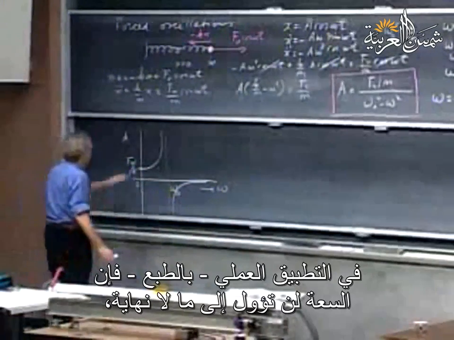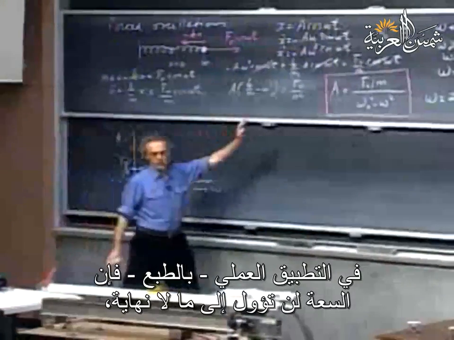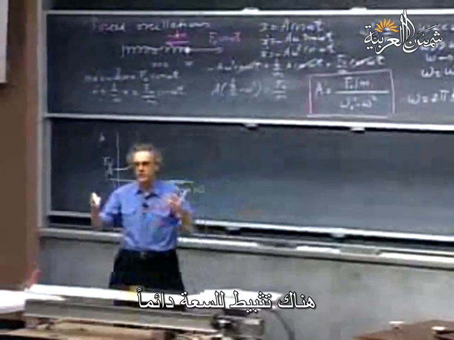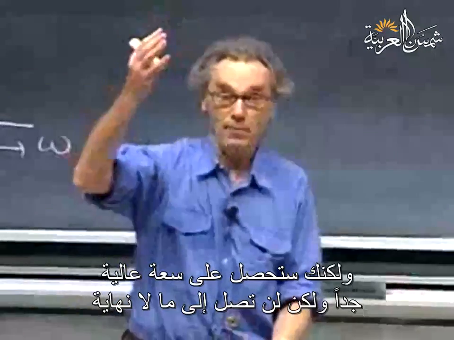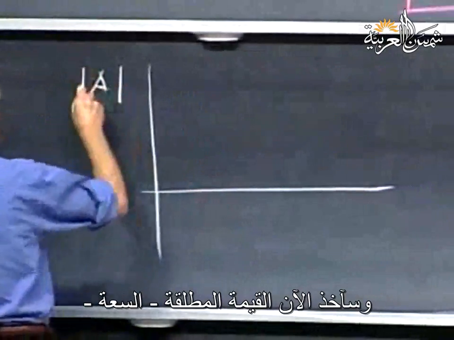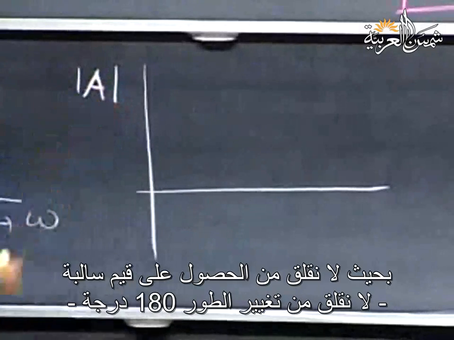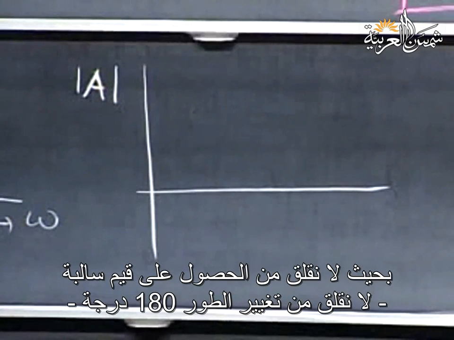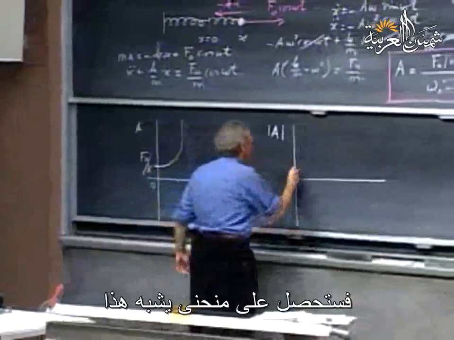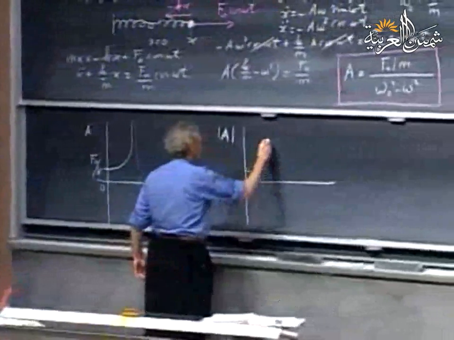In practice, of course, the amplitude will not go to infinity. The reason for that is that there is always friction of some kind, there is always damping, so you get a very high amplitude, but not infinitely high. If I make you a more realistic plot of the amplitude, and I will take now the absolute value, the magnitude, so we don't have to worry about it getting negative, we don't have to worry about the 180 degree phase shift, then you would get a curve that looks like this.